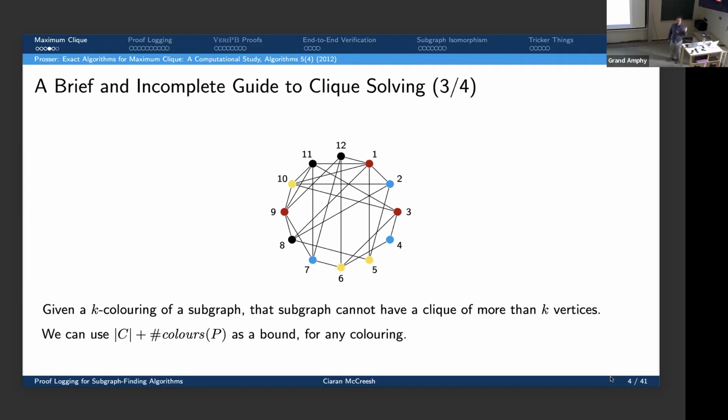Now, producing an optimal coloring is even harder than solving the clique problem in practice. But we can produce, for example, a greedy coloring very, very efficiently. Slightly more expensive than just counting the number of vertices in P, but not very much more expensive. So at any given point, rather than size of C plus size of P as a bound, we can produce a greedy coloring of just the vertices remaining in P, and we can use the number of colors that we use plus the number of vertices in C as a bound. Does that make sense?